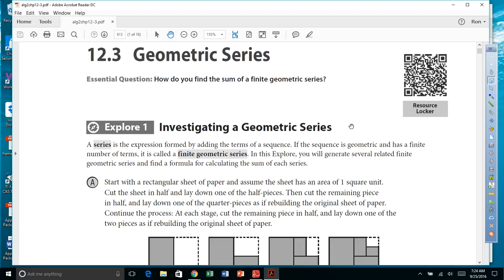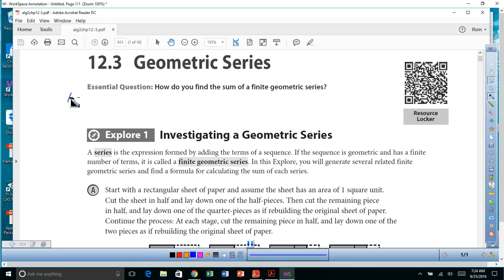Lesson 12.3, Geometric Series. How do you find the sum of a geometric series? One, you could add up all the terms. And if you've only got a few terms, that's not too bad a way to do it. What if you've got like 100 terms? Then you might want to use a formula.